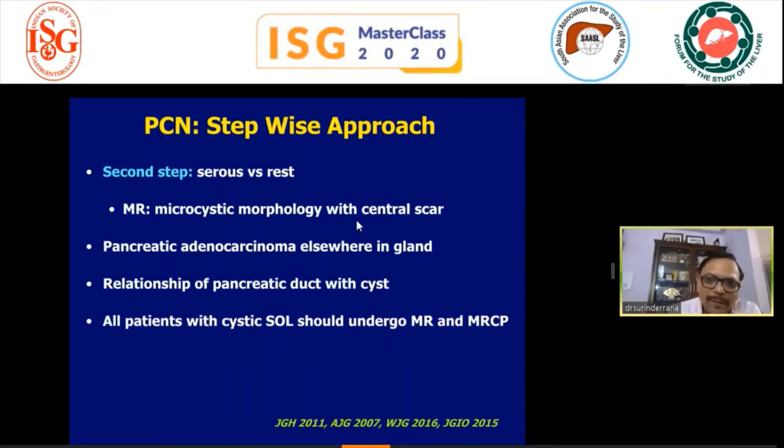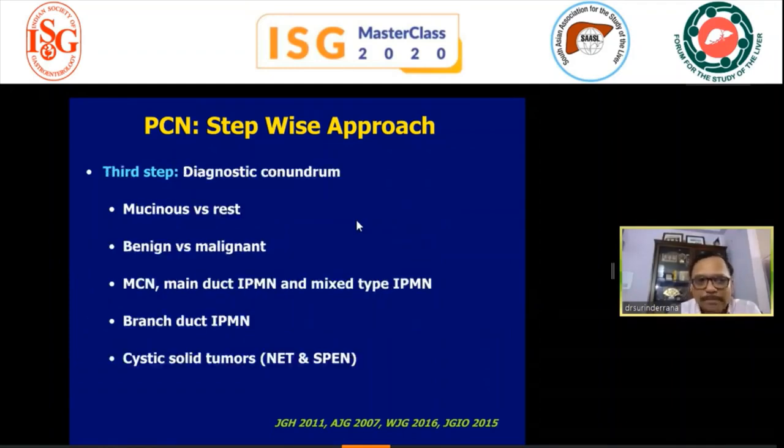So what do you do at the second step? You do an MR. MR is going to show you a microcystic morphology. You can diagnose it as a serous tumor, serous cystadenoma, and the rest will come into a different category. And then it will also tell you whether there is any coexisting mass lesion anywhere else in the pancreas. It can document the relationship of the pancreatic duct with the cyst. And therefore, all patients with a cystic space occupying lesion of the pancreas should undergo MR and MRCP.